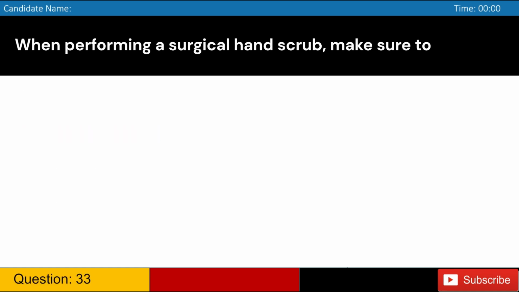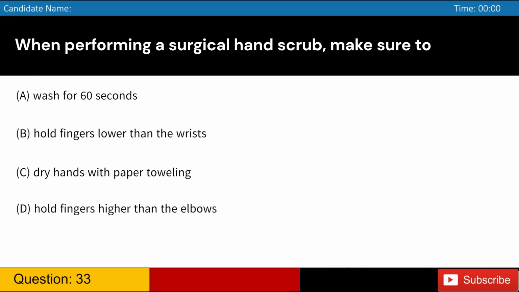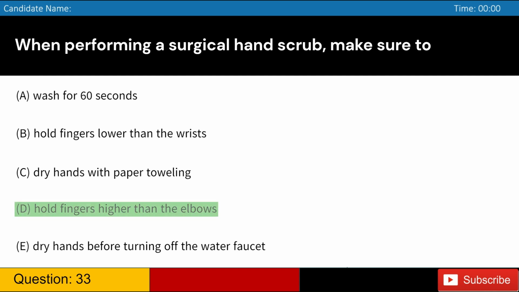When performing a surgical hand scrub, make sure to A. Wash for 60 seconds. B. Hold fingers lower than the wrists. C. Dry hands with paper toweling. D. Hold fingers higher than the elbows. E. Dry hands before turning off the water faucet. Answer: D. Hold fingers higher than the elbows.